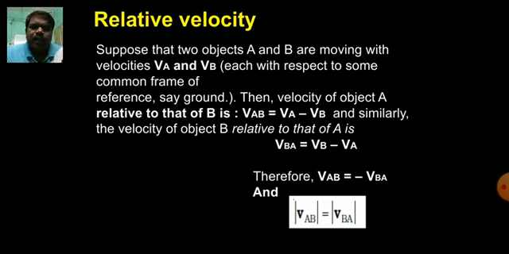And what will be its magnitude? The magnitude of VAB is equal to the magnitude of VBA. They are opposite in direction, but the magnitude in both cases will be the same. So children, this is all about relative velocity.